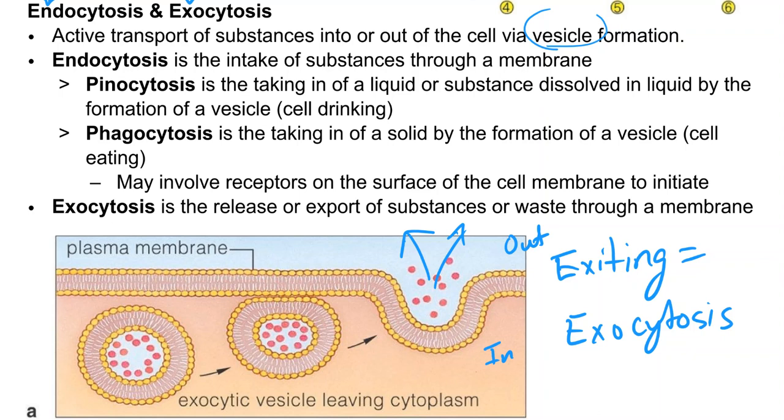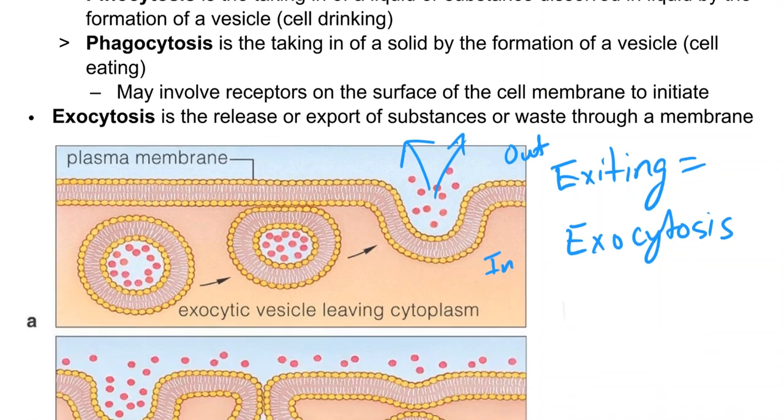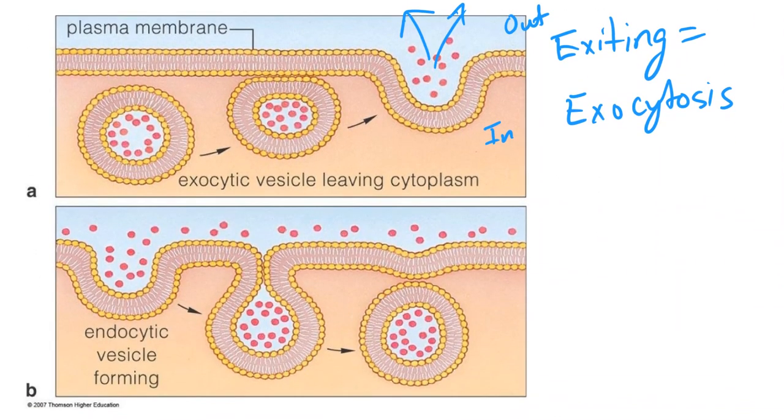So this process does indeed take ATP. It requires energy to be able to do this, so it's a form of active transport. So that's exocytosis, and hopefully it won't be too confusing that endocytosis is basically the exact opposite of this.